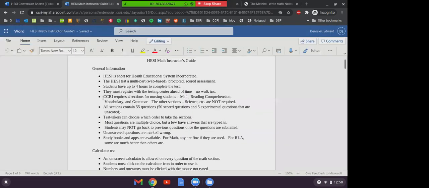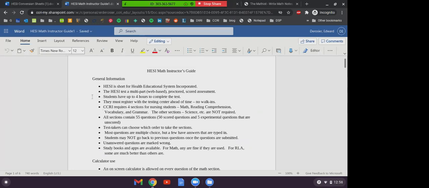So just some general information about the HESI. I have this cheat sheet here that I wrote. Generally, the HESI is short for Health Education System Incorporated. That's the company that makes the test. It is a specific test. It's multi-part, web-based, proctored and scored. It has 9 parts, and CCRI only requires 4 parts for its nursing program at this time: math, reading comprehension, vocabulary, and grammar.